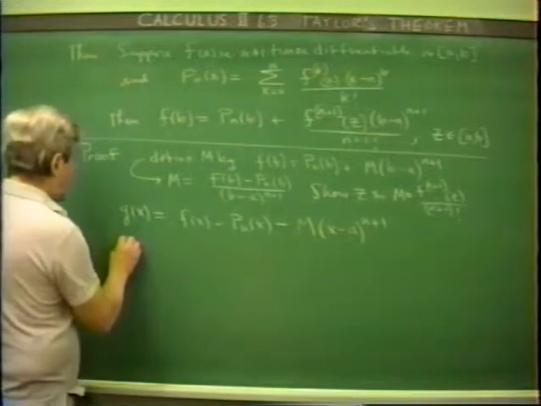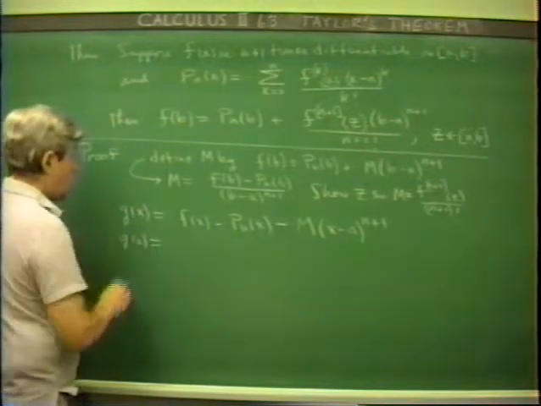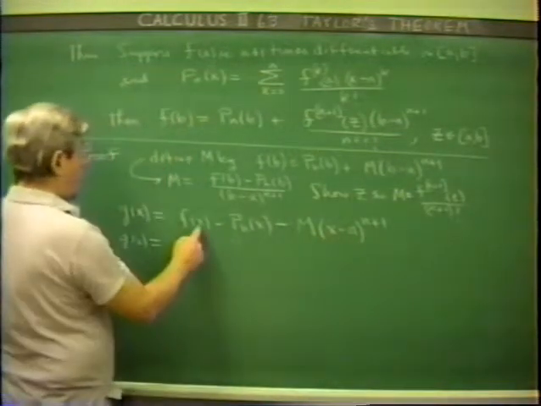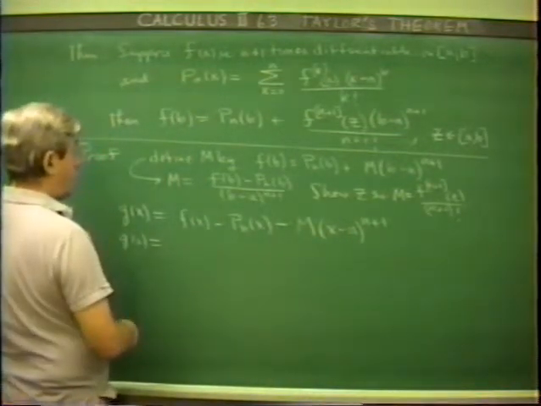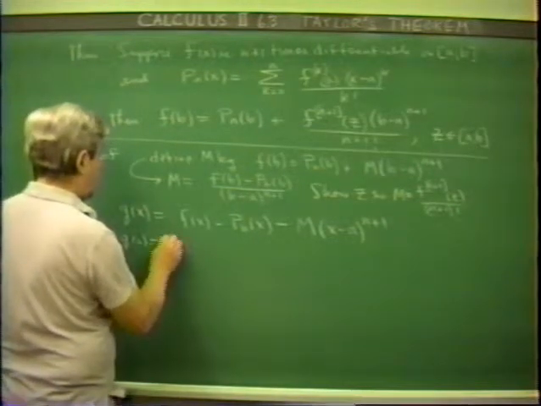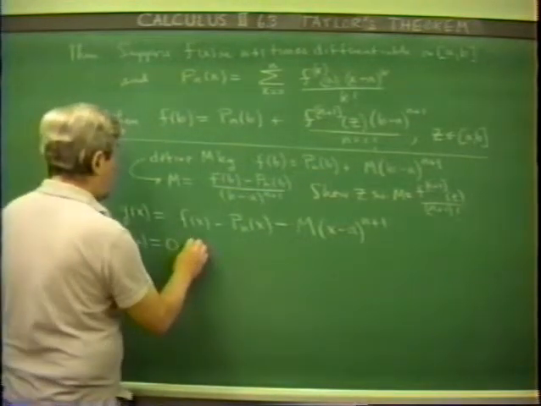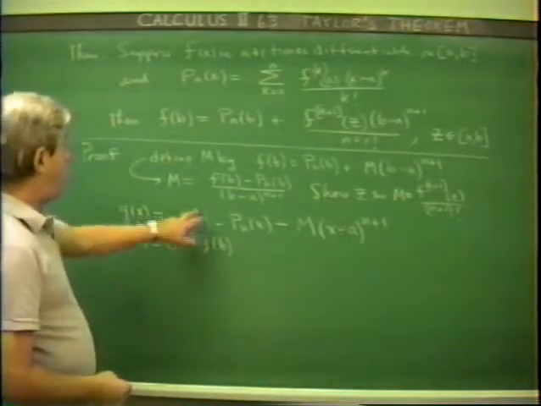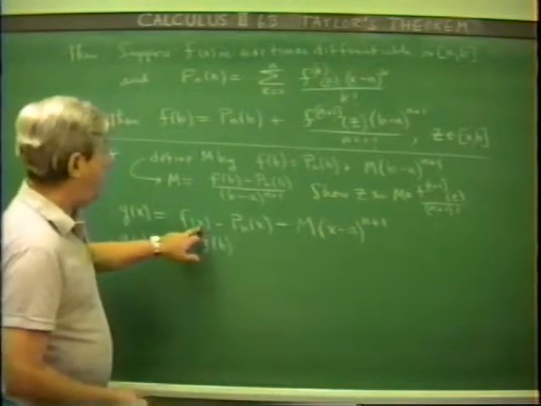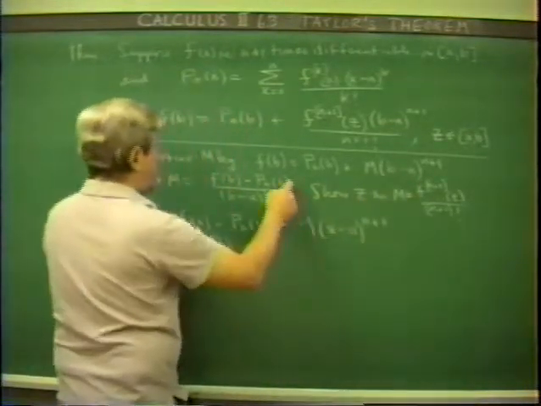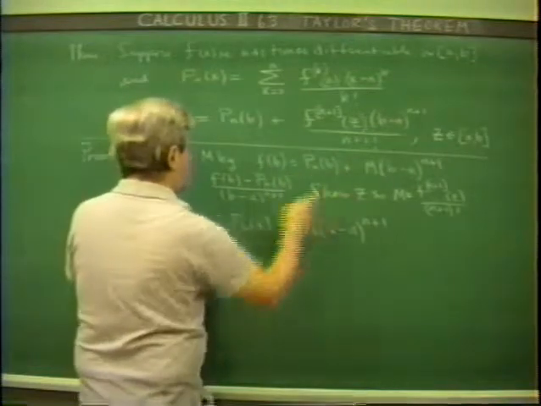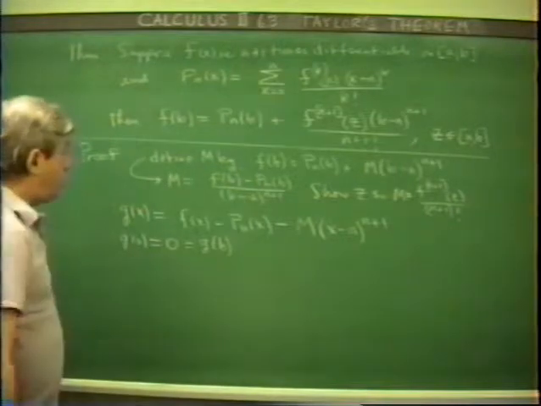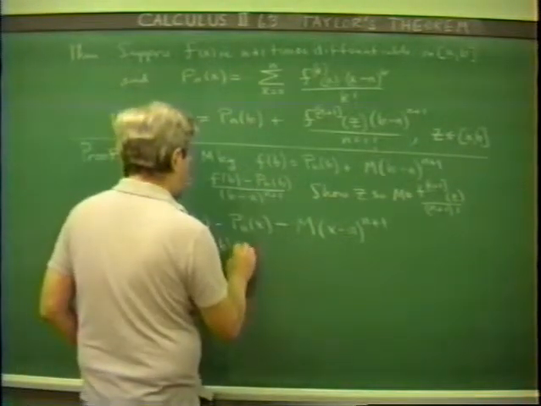Now, the thing to note here is this. G of a is what? Well, when you put a in here, you get 0, and f at a is the same as Pn of a, so this is going to be equal to 0. G of b is also equal to 0 because m was defined so that it would be. If we put b in here, we get b minus a to the n plus first. We've got f of b minus this, and that's going to be equal to 0 because that's the way m is defined. So g of b is also equal to 0.